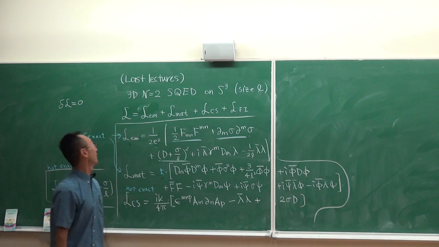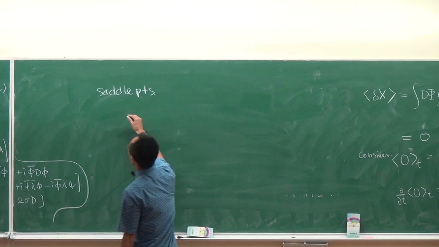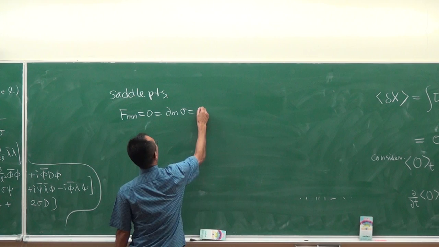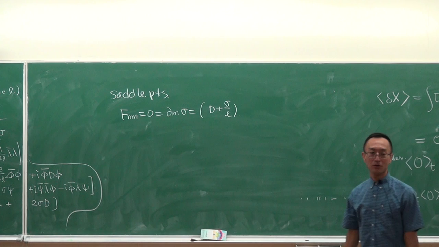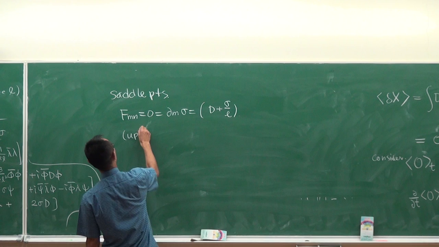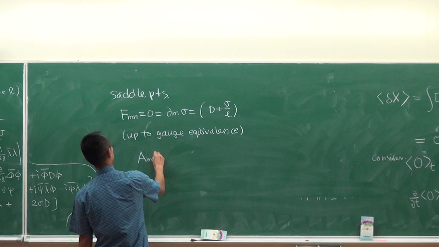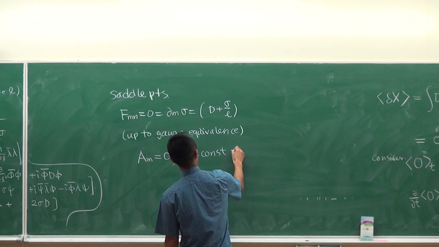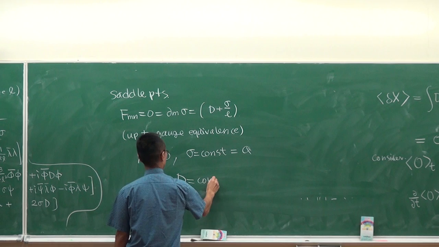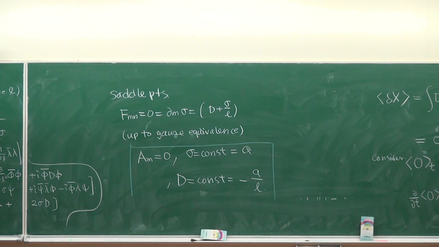So the saddle points are characterized by this set of equations. Okay, so this is the condition for the saddle point. And this actually tells me that all the saddle points are, up to gauge equivalence, constant. These are other equations characterizing the saddle points.